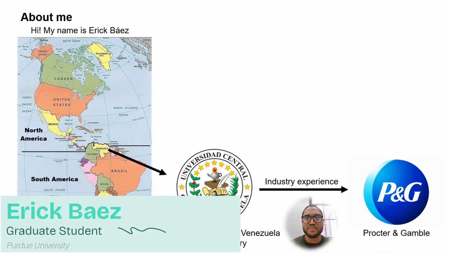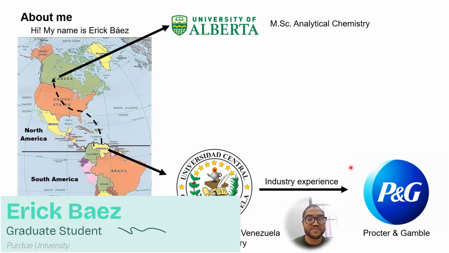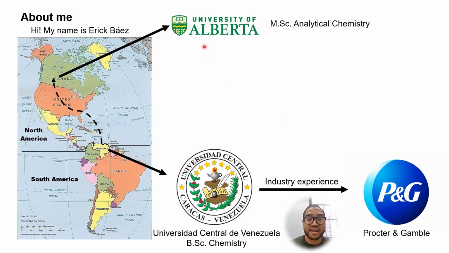Hi, my name is Erick Baez. I got my bachelor from Universidad Central de Venezuela. Then I worked for several years in Procter & Gamble, where I realized I was interested in mass spectrometry. In 2018, I traveled to Canada to start a postgraduate program at the University of Alberta.